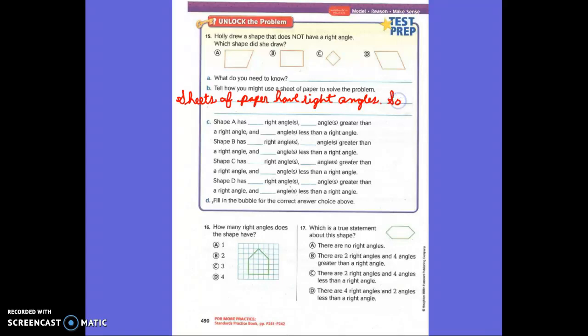So, we can compare a paper corner to all the shape corners.